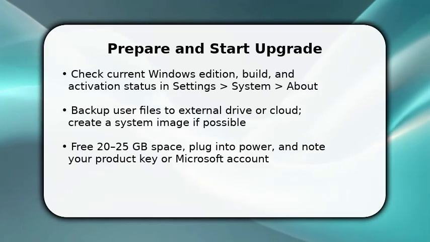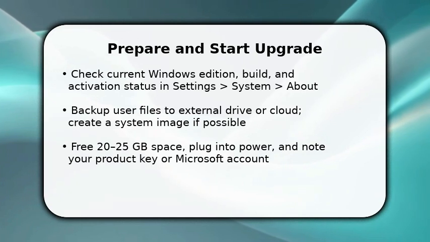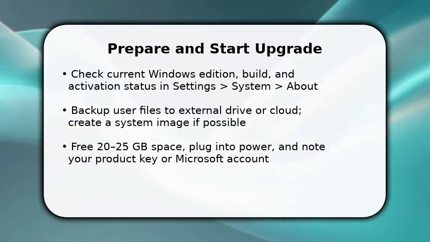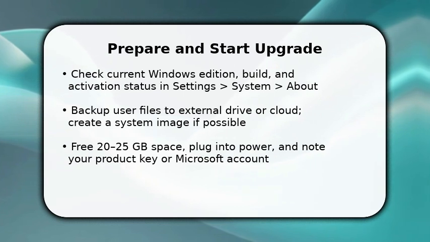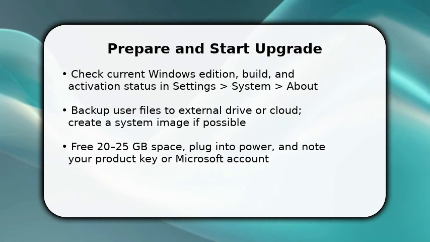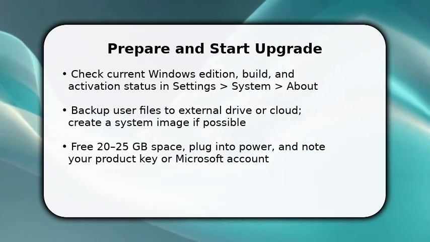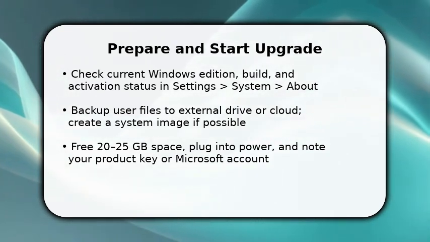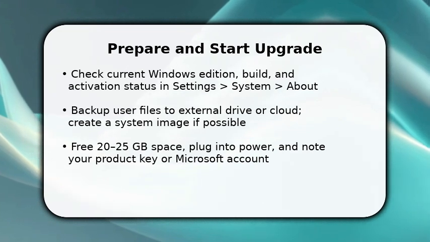You begin by verifying edition, build, and activation so the upgrade path is valid. Open settings and confirm those details. Once done, back up your documents and desktop to external storage or cloud to avoid data loss. Make a system image if you want rollback insurance.